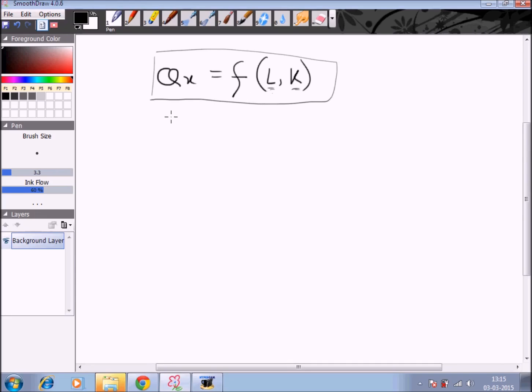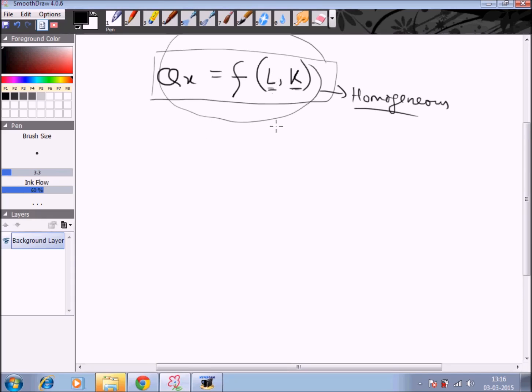Now let us assume that this production function is homogeneous in nature. What does homogeneous mean? It means that all the inputs will increase in the same proportion. That is, if I double the labor, I have to double the capital. So this is a homogeneous production function.